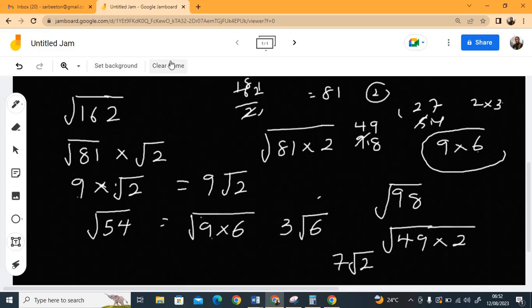There's another one I want us to look at. Let's assume you are given something like this: 3 roots 72. Now this may look like a problem, but it is not a problem. Look at this one and decompose it to its basic form.